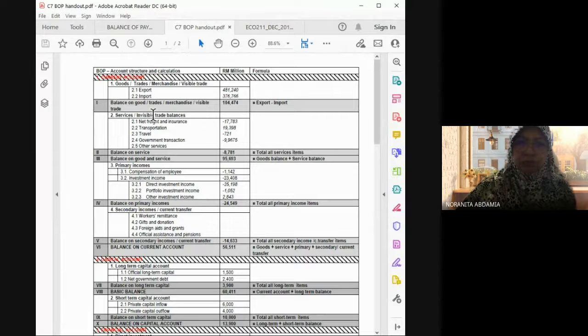Then we go to the second. Second, service or the invisible trade balance. The name is actually service, so that means the items refer to the service. What are examples of the service? Net foreign and insurance, transportation, travel, government transactions, other service. What I put here is the cliche one, the common one, which normally comes out. So these are the examples of the items under service.